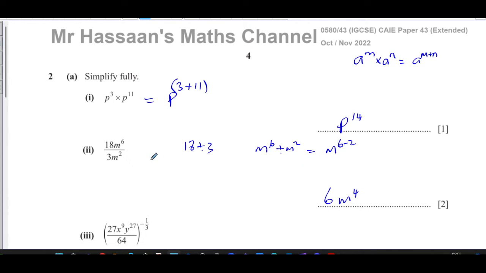Because when you are dividing them, it's like here you'll have m to the power of 6 over m to the power of 2. 2 of the m's will cancel out, so you'll have m to the power of 4 left, because 2 of them will cancel out. So that's why you subtract the powers.